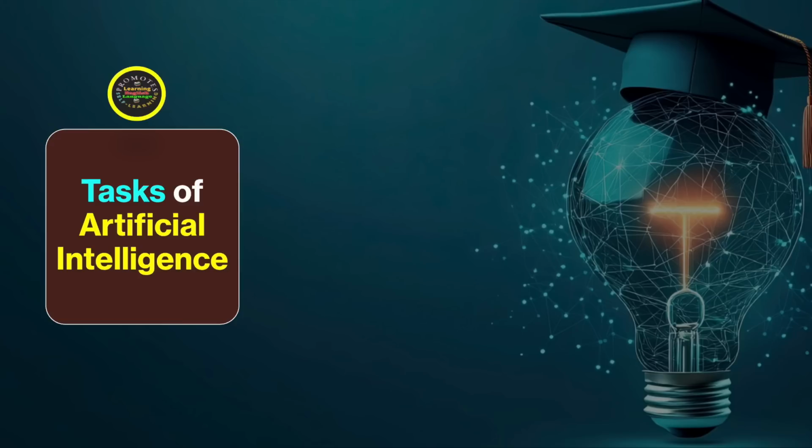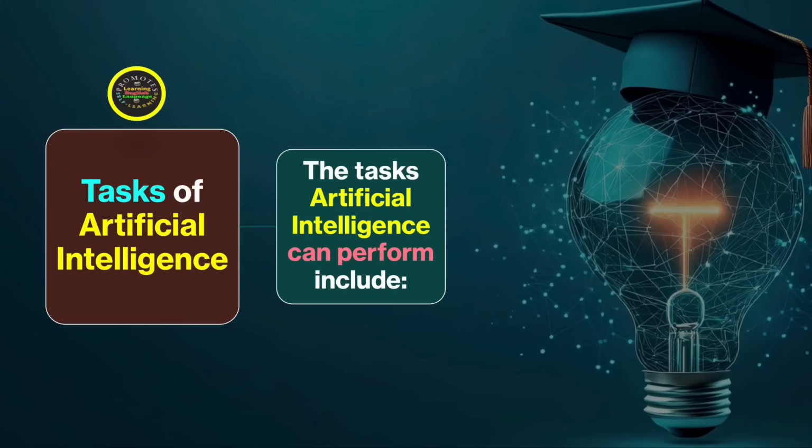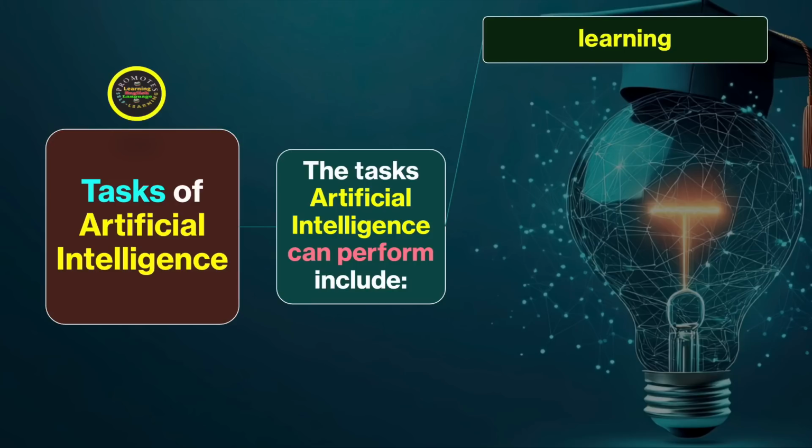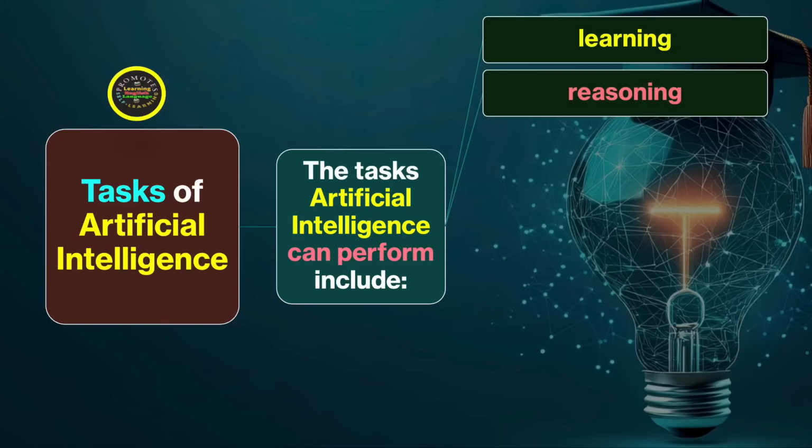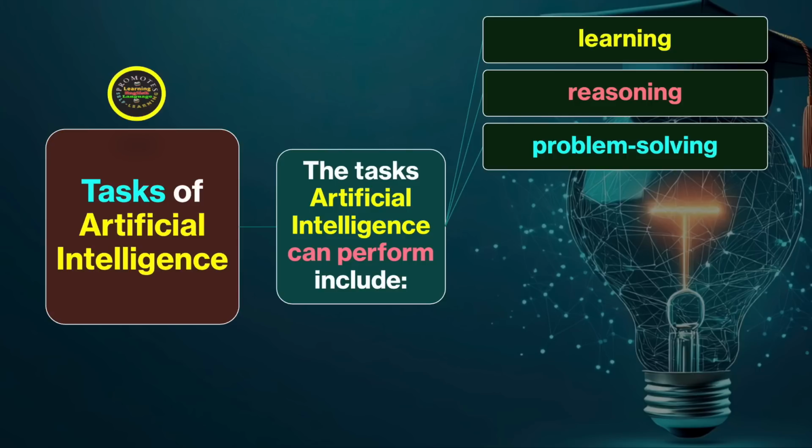Tasks of artificial intelligence. The tasks artificial intelligence can perform include learning. Artificial intelligence can learn quickly about so many things and the ways in which it is designed to perform. Then we have reasoning. Artificial intelligence has the capability to reason, to analyze, to come to the logical conclusion. Problem solving. Like human intelligence, artificial intelligence is able to solve problems, is able to solve complex tasks.